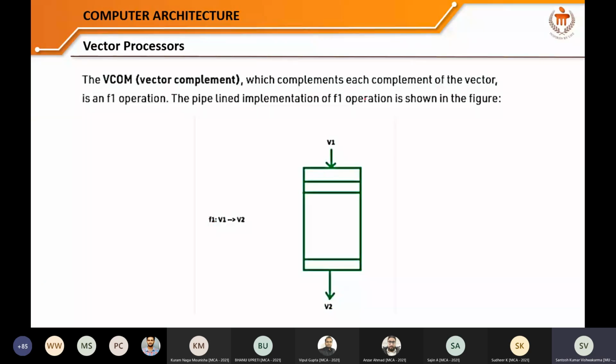So the first functionality, as you can see, is V1 to V2. It means V to V. It stands for vector complement, in short mentioned as VCOM, which complements each element of the vector; it is an F1 operation. The pipeline implementation of F1 can be shown in this figure. As you can see, we have the input V1, we work with the vector complement part, and then we get a vector itself. So do remember that if it is F1, it stands for VCOM, and VCOM is vector complement.